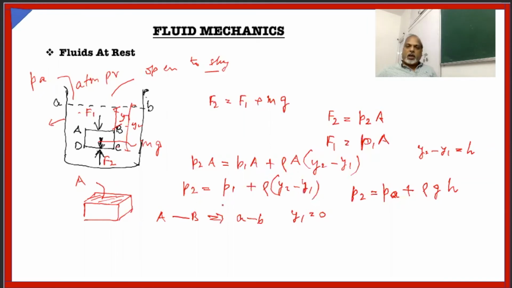So that means at any point h in the container, let us draw another figure. Suppose this is the container. This is the liquid level. That means at any point h at this level, pressure will be PA plus rho g h. Atmospheric pressure, because here it is atmospheric pressure, plus rho g h.